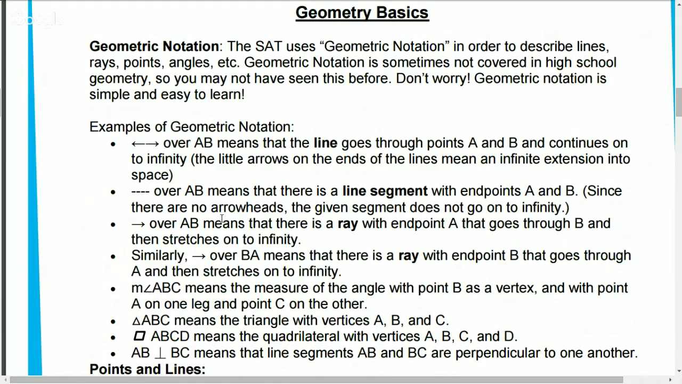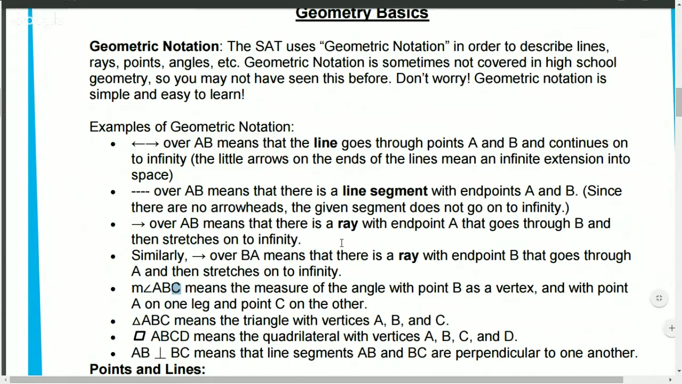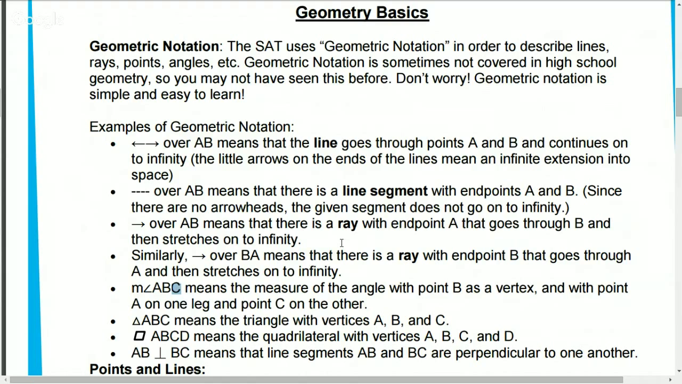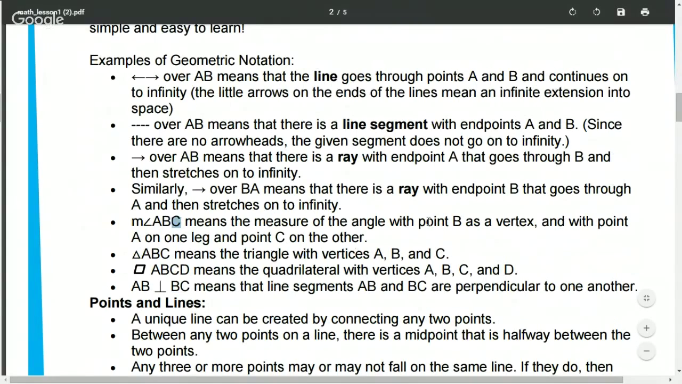Measure of angle ABC means the measure of the angle with point B as the vertex. The middle letter in the three-letter word is always the vertex, with point A on one leg and point C on the other leg of a triangle, or any polygon. So the triangle ABC means a triangle with vertices A, B, and C.